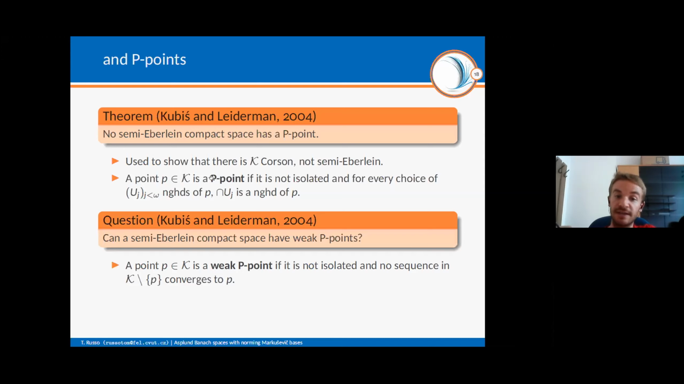And there is a weaker notion, the one of a weak p-point. And in the paper, they were wondering if semi-Eberlein compacta can admit weak p-points. What is the definition? Well, a point is a weak p-point if it's not isolated, but it is not a limit of an injective sequence outside of it. So you cannot reach it with a sequence from outside.